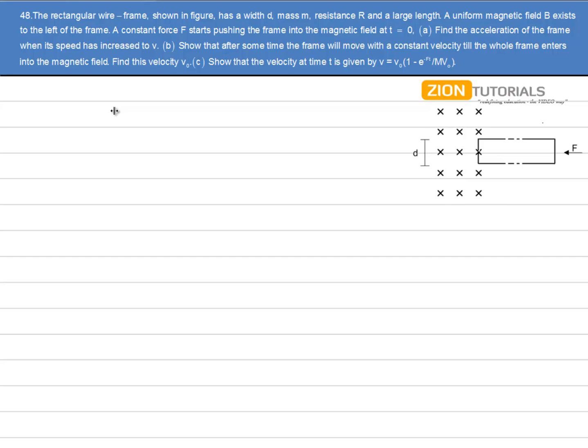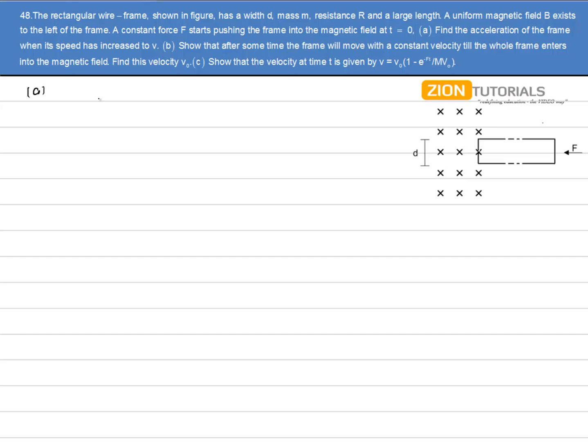A rectangular wireframe shown in the figure has a width d, mass m, resistance r, and is of very large length. A uniform magnetic field B exists to the left of the frame as shown. A constant force F is pushing the frame into the magnetic field at t equal to 0. We have to calculate the acceleration.